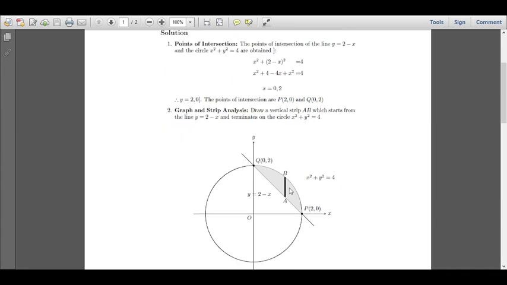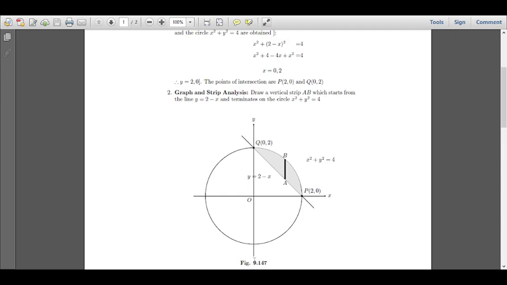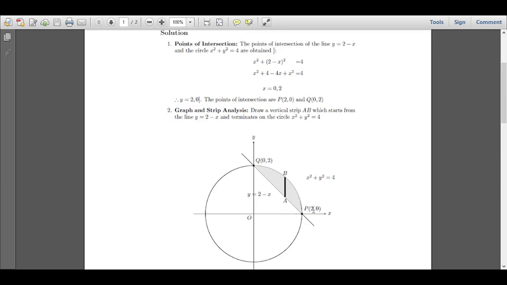So the graph and strip analysis: since x square plus y square equal to 4 is a circle with center (0, 0) and radius 2, x square plus y square equal to 2 square. So our endpoints are (2, 0), (0, 2), (minus 2, 0), (0, minus 2). These are the endpoints of the circle, and this is the straight line y equal to 2 minus x.